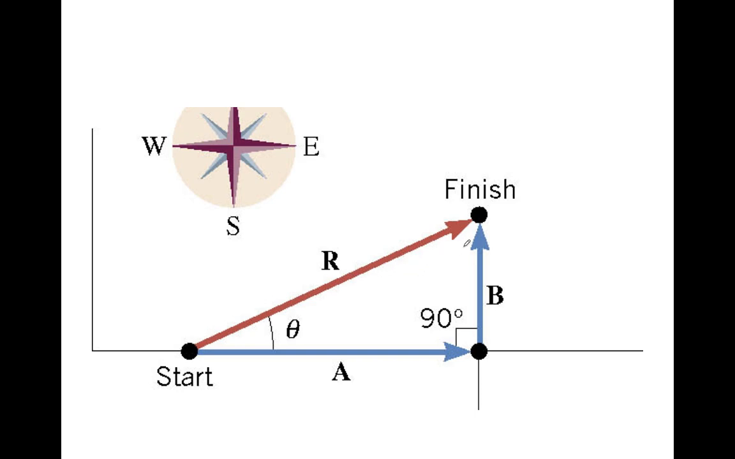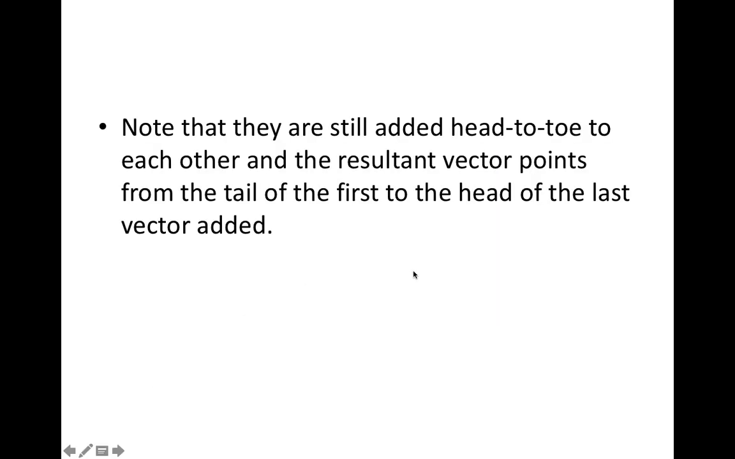And the resultant vector is always drawn from the start to the finish. So the starting point is the starting point of the first vector, drawn to the end of the second vector. And we draw the resultant, and the arrow has to point in the right direction. Note they are still added head to tail to each other, and the resultant vector points from the tail of the first to the head of the last vector added.